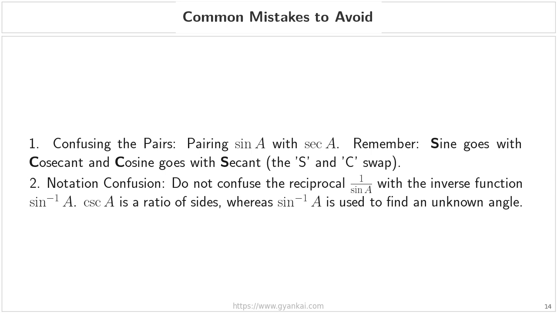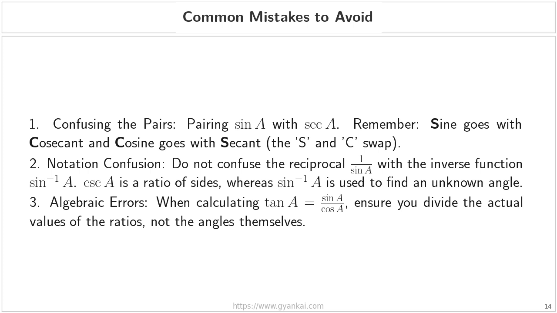Second, be very careful with your notation. There is a huge difference between the reciprocal of sine, which is 1/sine of A, and the inverse sine function, written as sine to the power of -1 of A. Remember, cosecant is just a ratio of sides in our triangle, whereas the inverse sine is a tool we use when we are trying to find an unknown angle. Don't mix them up. Finally, keep an eye on your algebra, especially when using the quotient relationships we derived earlier.